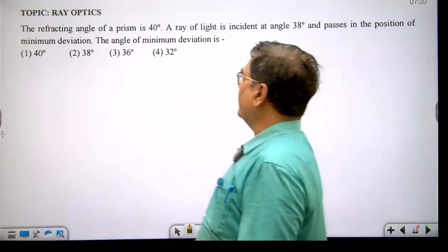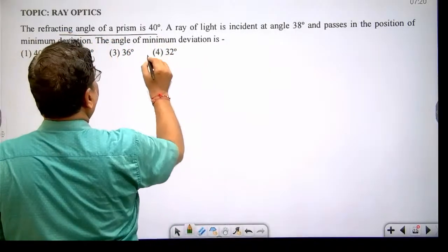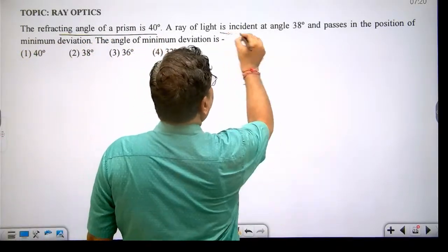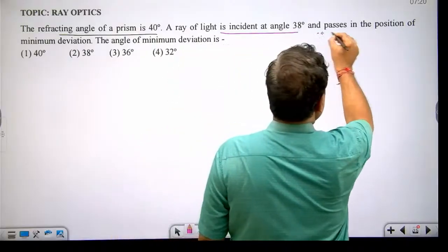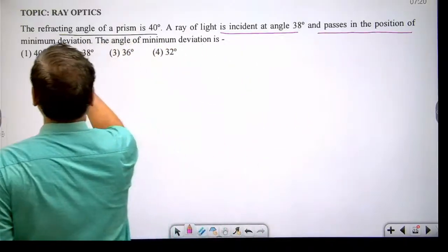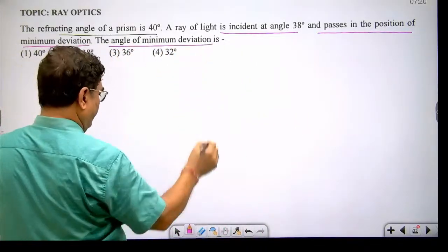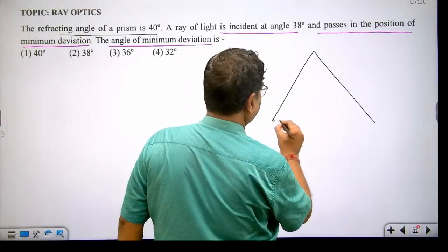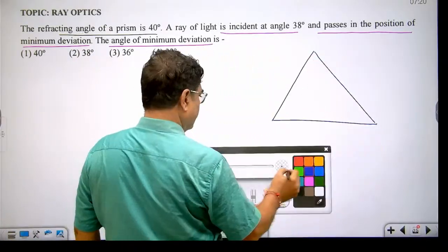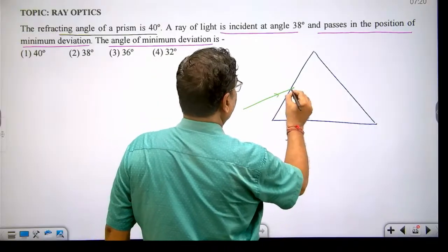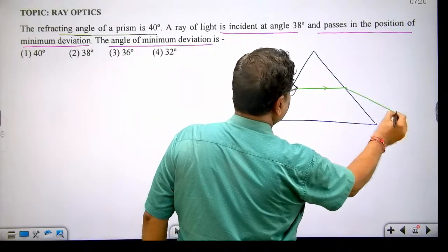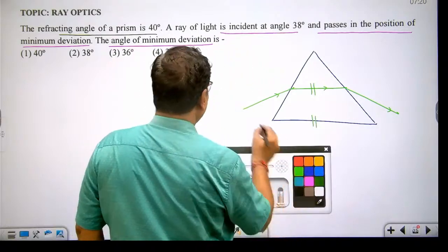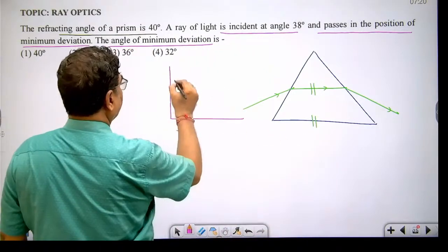The refracting angle of prism is 40 degree. A ray of light is incident at an angle 38 degree and passes in the position of minimum deviation. The angle of minimum deviation means the situation is like this. In case of minimum deviation, this light ray remains parallel to the base. Okay. And this is the diagram.